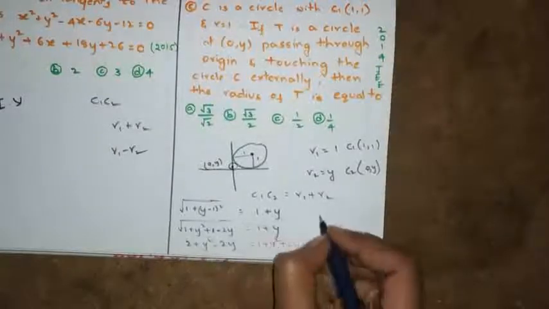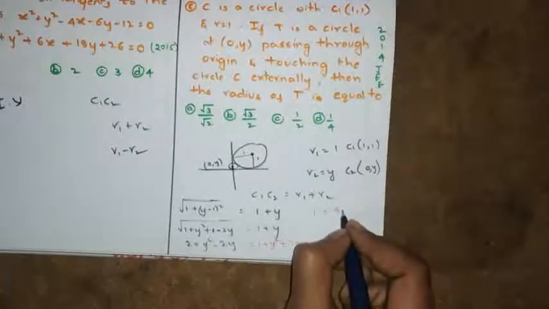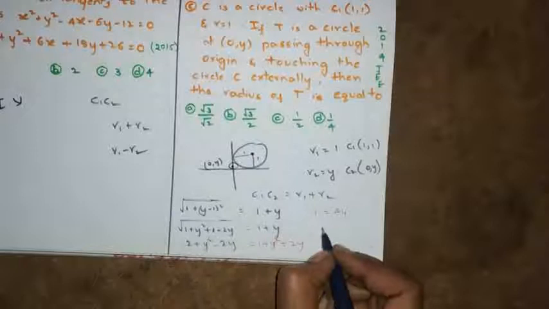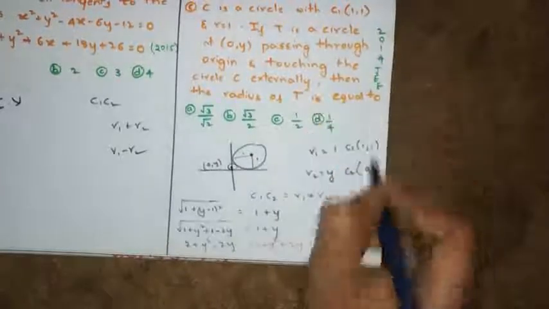Then you can get that 1 is equal to 4y. From this I am getting y equal to 1 by 4. Y is of course the radius, so the option is D. Okay.